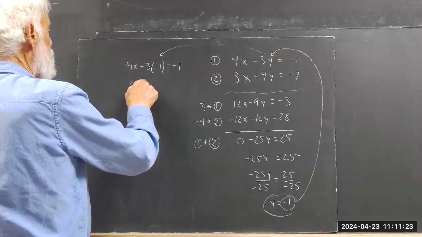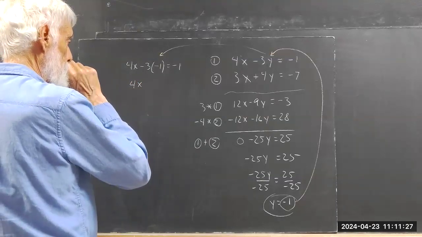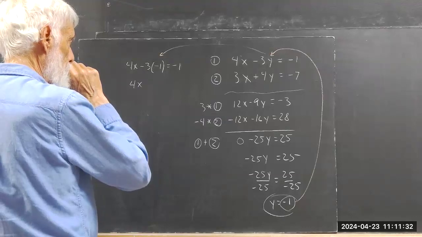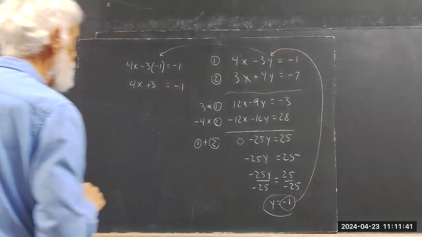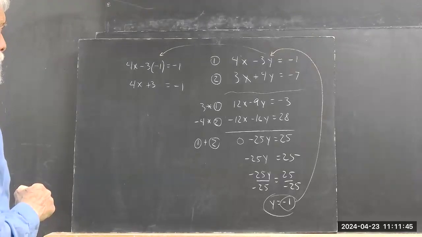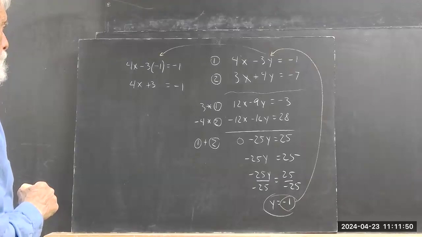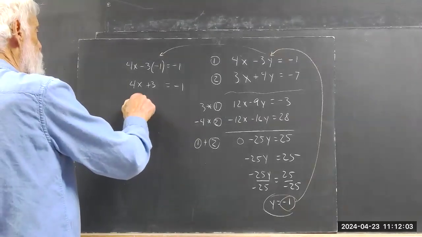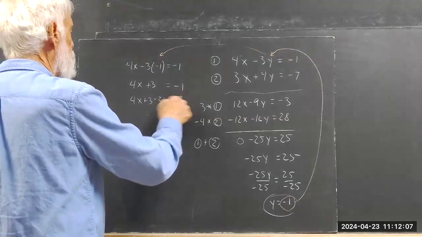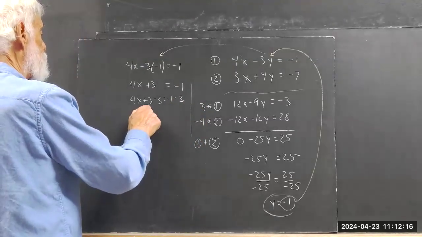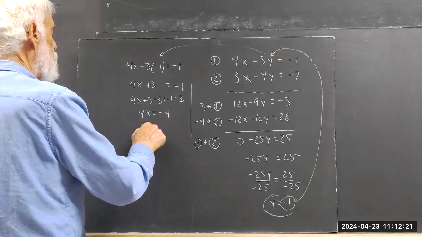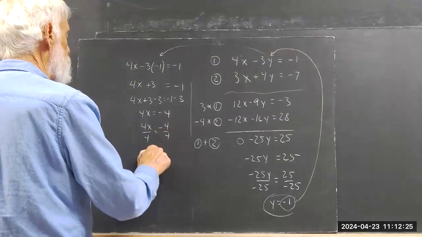So this gives me 4x plus 3 equals -1. And so that gives me 4x plus 3 minus 3 equals -1 minus 3. Okay. I was doing something in my head and it wasn't coming out right, but it was just because it was wrong. Okay, so we get 4x equals -4. So 4x over 4 equals -4 over 4, and we get x equals -1.